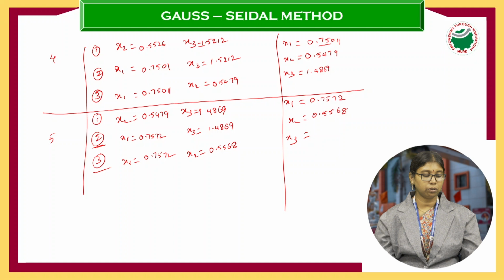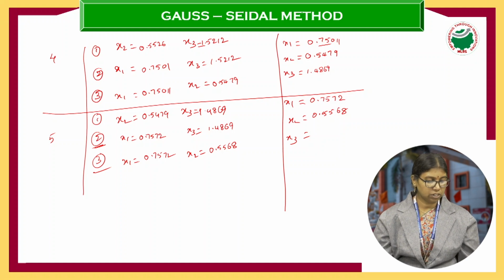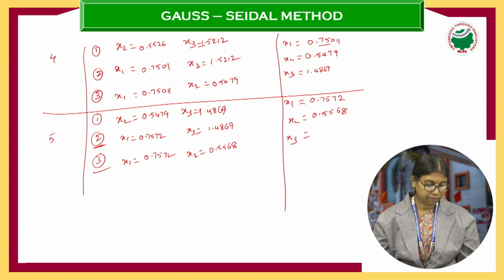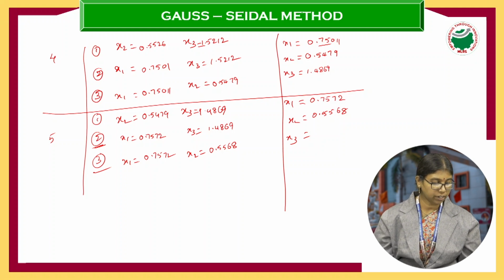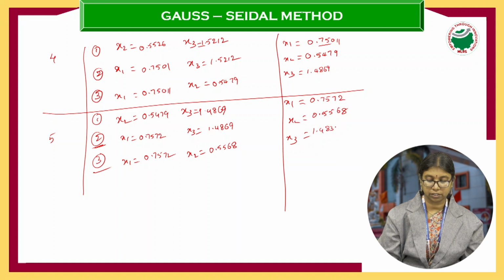So press the upper arrow 2 times, then you will get the third equation on the screen. Here you enter the values of A and B, that is x1 and x2. So x1 is 0.7572 and next x2 is 0.5568. So then x3 is 1.4832.